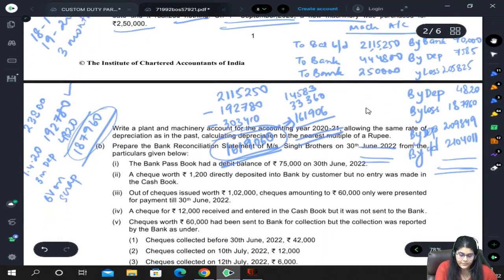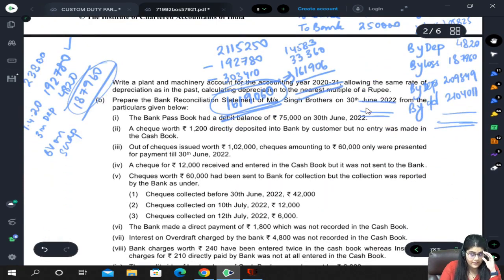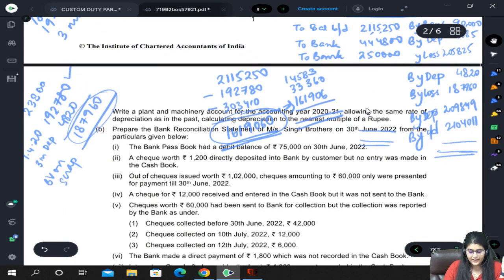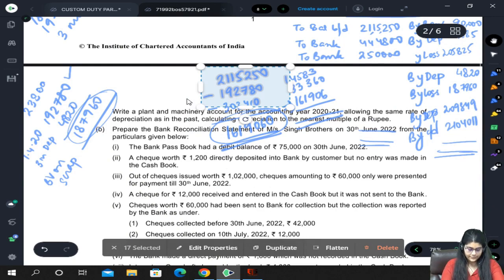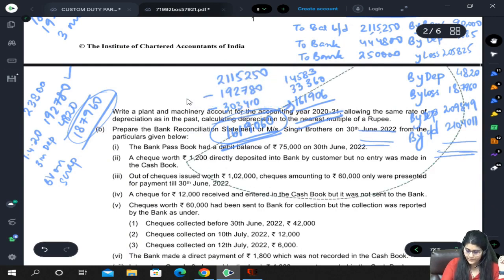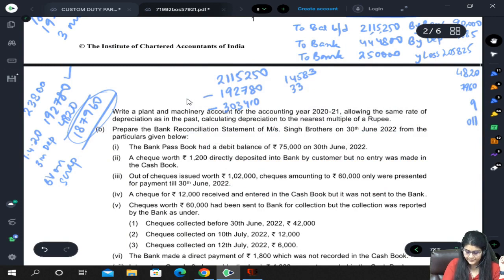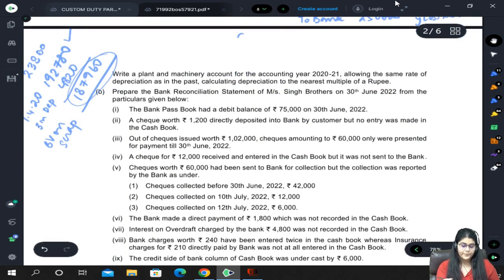I hope it is clear. Not a very difficult sum, very basic concepts from depreciation. Just some calculations are there which you have to be careful about when doing the sums. Let's move on to the next question.